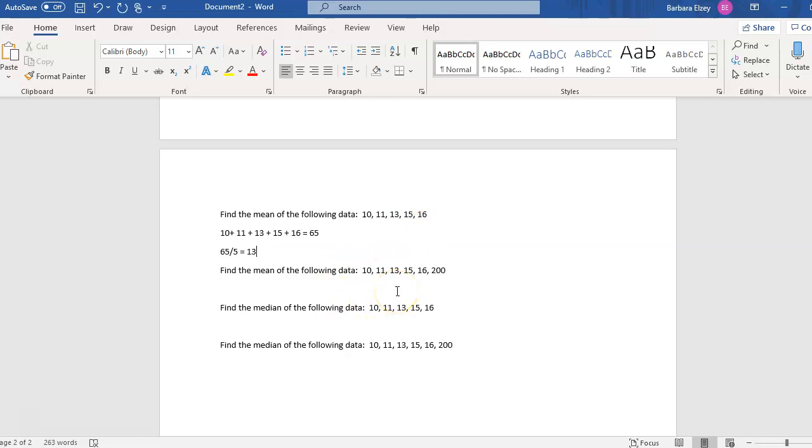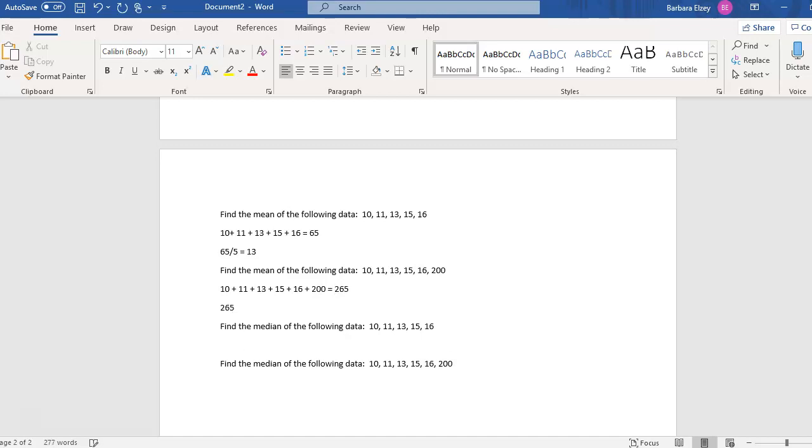All right, now let's look at the second data set. Find the mean of the following data. And you notice that it's the same set of data I had up here, except there's one additional number that's been added. It's 200. And 200 is a long way away from the other pieces of data here. So let's notice what happens when we try to take the mean. We're going to do the same thing, add them all up. And we'll add that 200 in there. And that's going to give us 265.